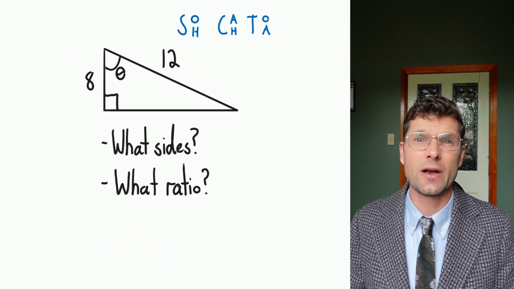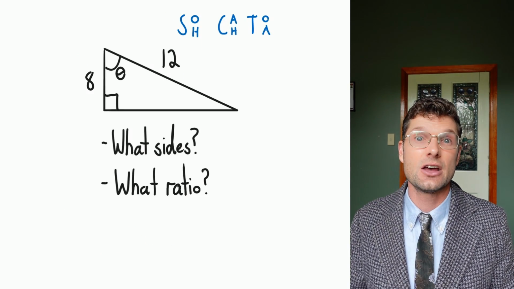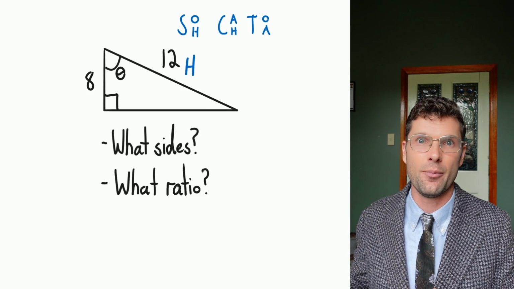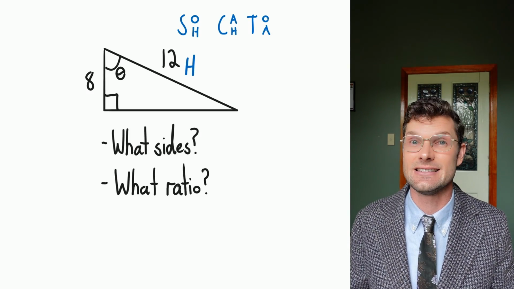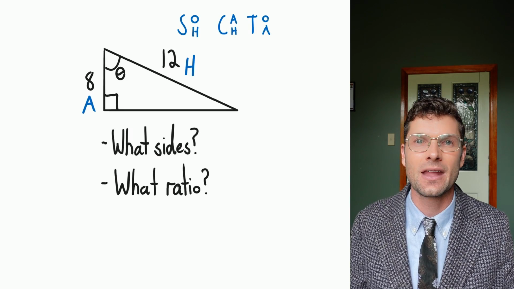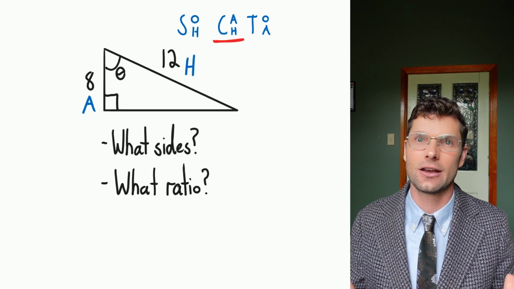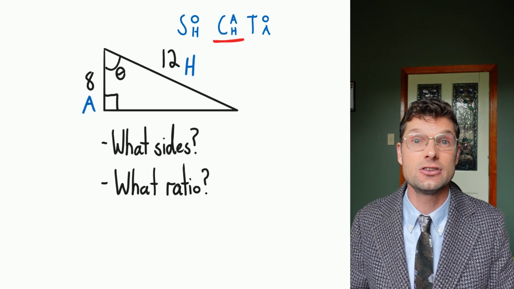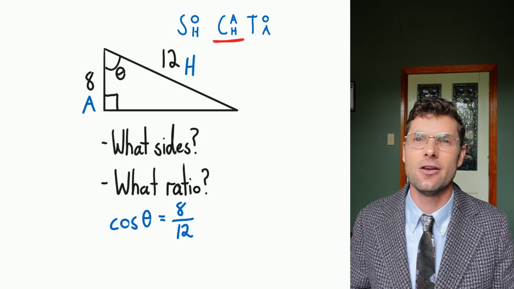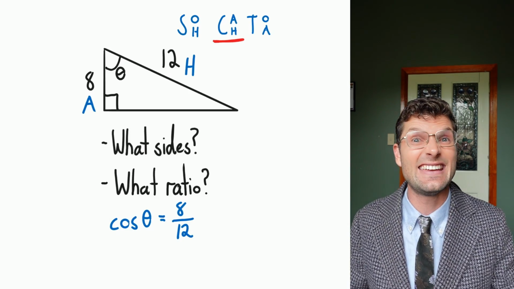We're just going to do one more question here where I've got my sides and I've got to label them first. So I've got 12, that's the hypotenuse, so I'm going to write an H there. And then touching the angle of interest is that 8, so I'm going to write A. That means I've got A and H. Looking at my ratios, I've got cosine, or CAH. All I've got to do now is write cosine of the angle is equal to 8 over 12, and then the calculator is going to do the work for me in the next lesson.